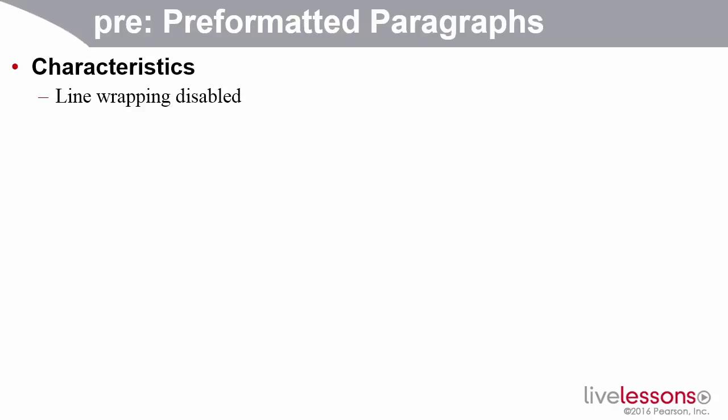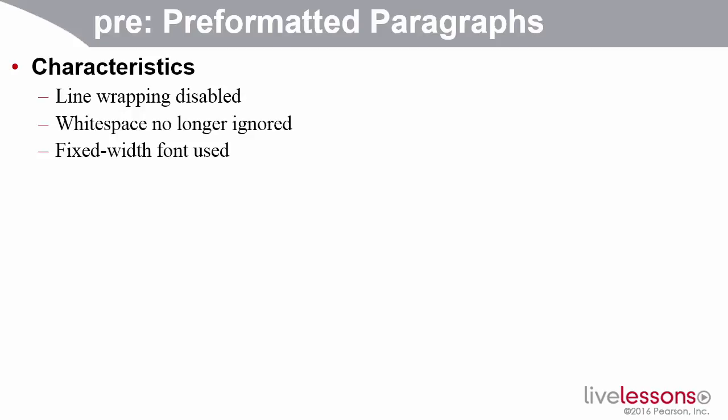But if you use PRE, then line wrapping is turned off, and a fixed width font is used by the browser. White space is not ignored. If you have 2 spaces, it comes out as 2 spaces. And because it's using a fixed width font, it's very common to use the PRE tag to give code samples. Examples of JavaScript, examples of Java, examples of Python, and so forth. That's one of the common uses of the PRE tag.